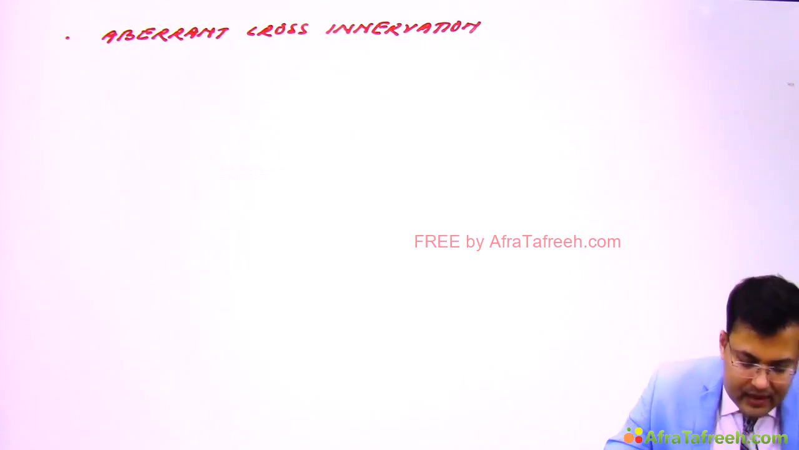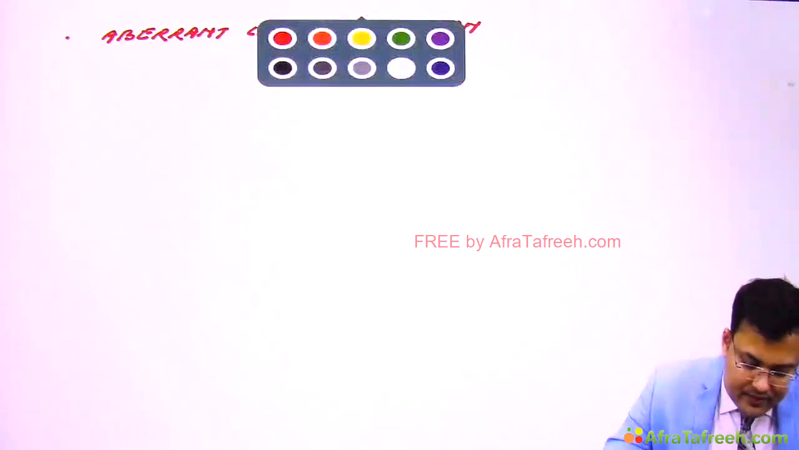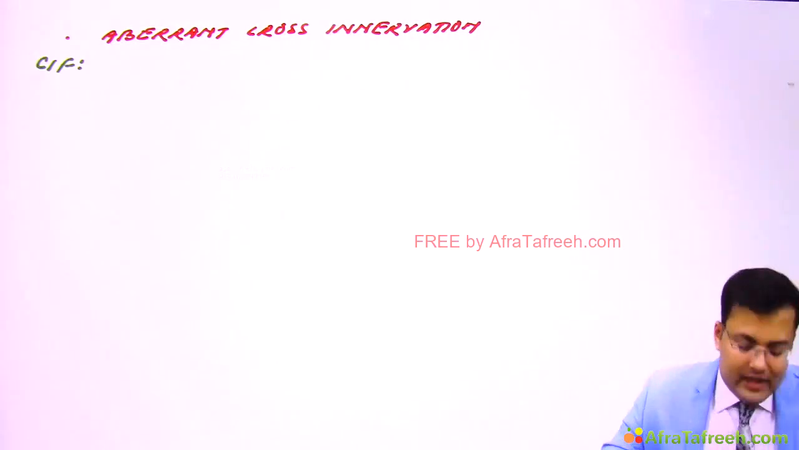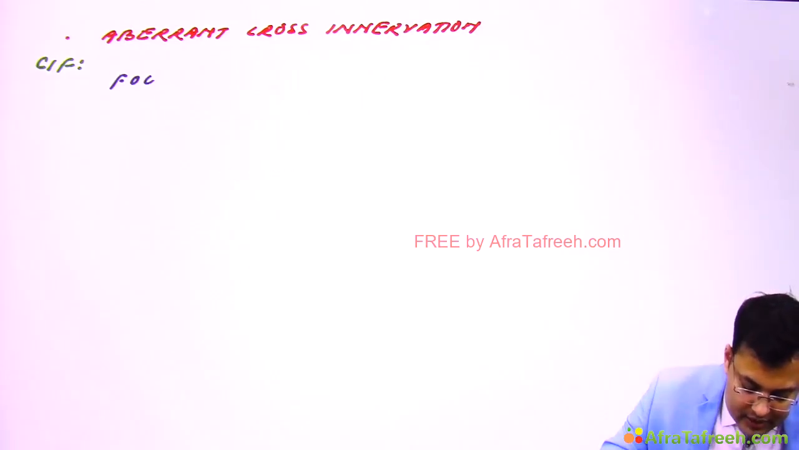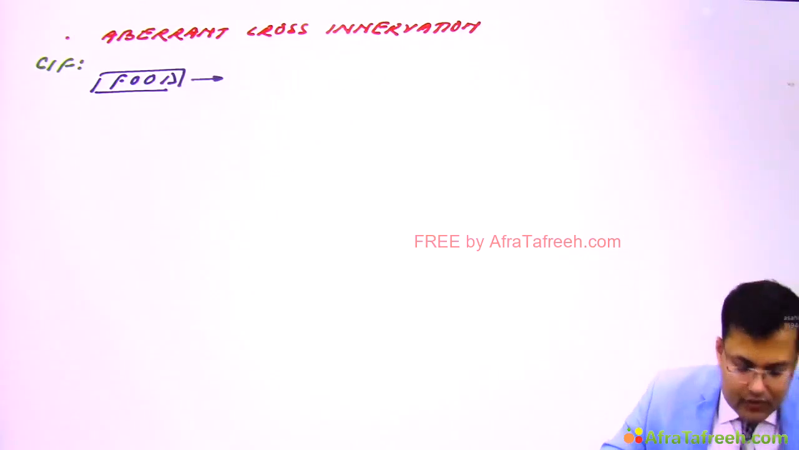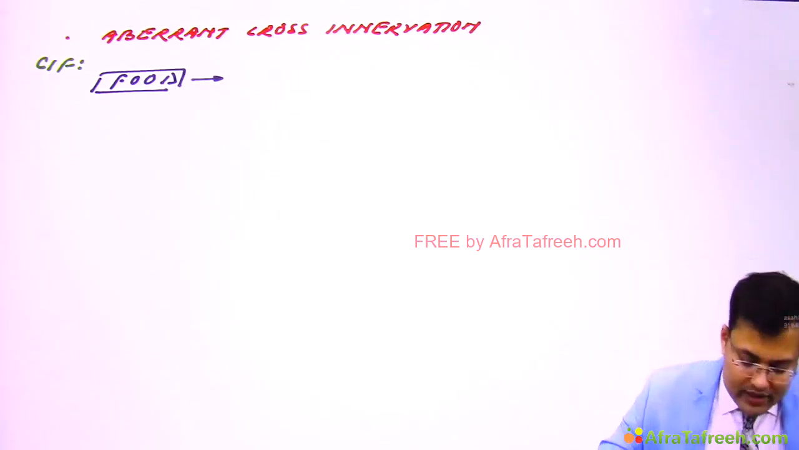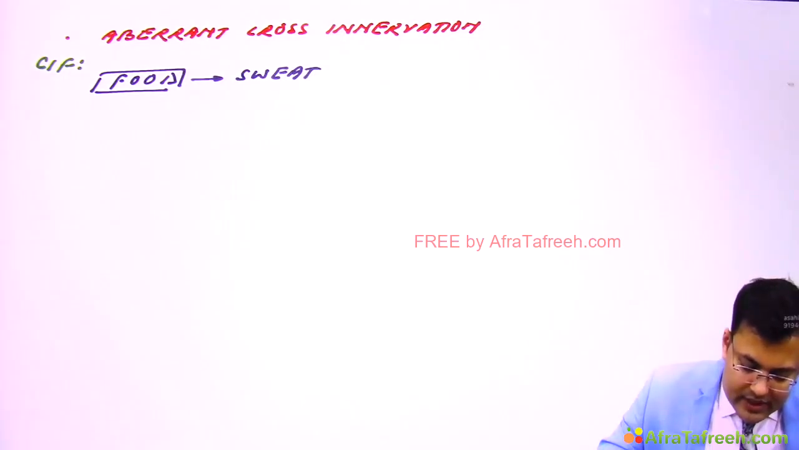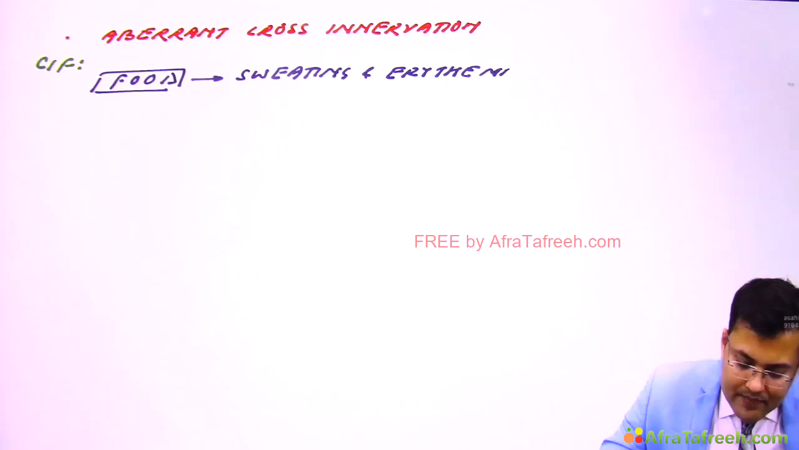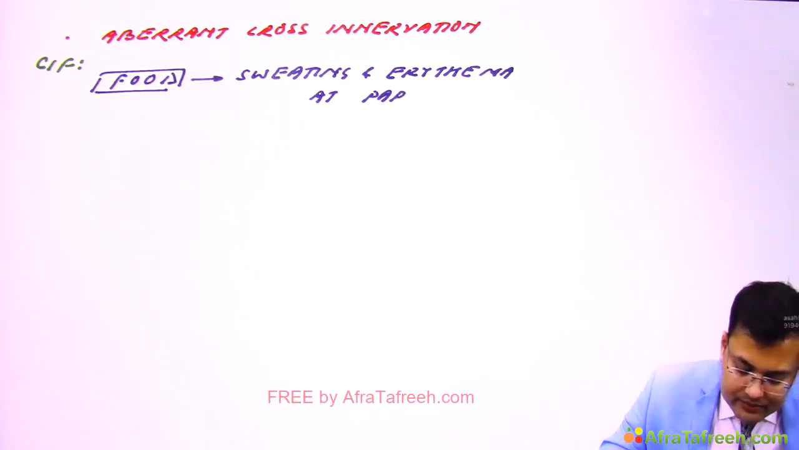So what is the problem here? In these patients there is aberrant cross innervation. Clear? And that's why, what are the clinical features? On tasting food or smell of food, what happens? There is sweating and erythema at the parotid region. Simple.